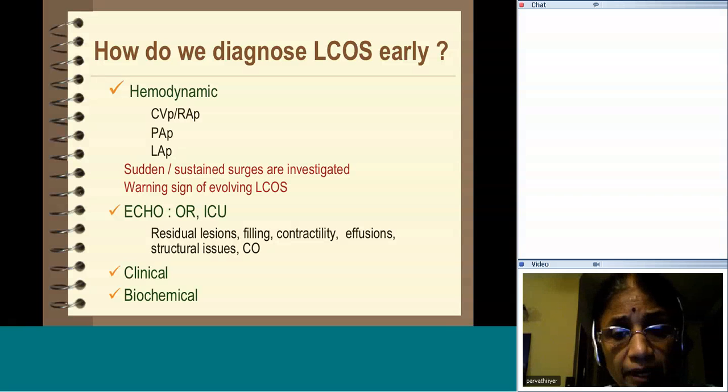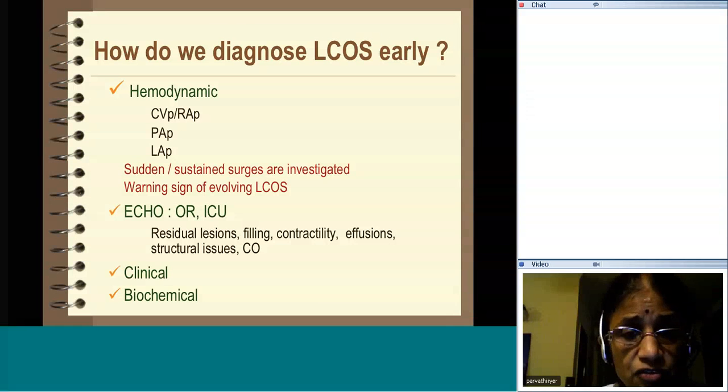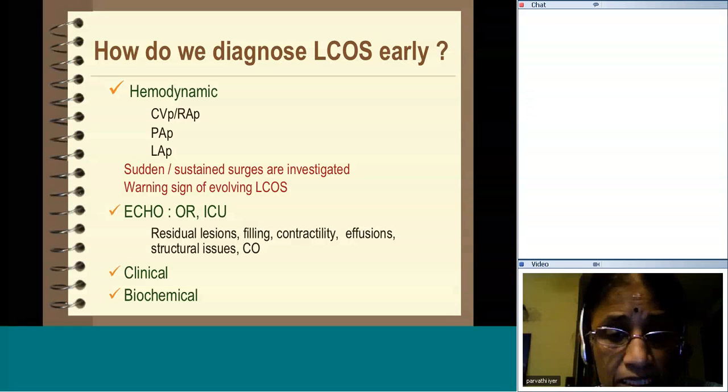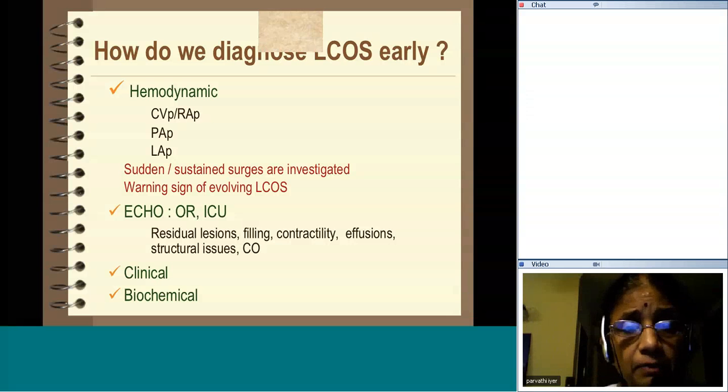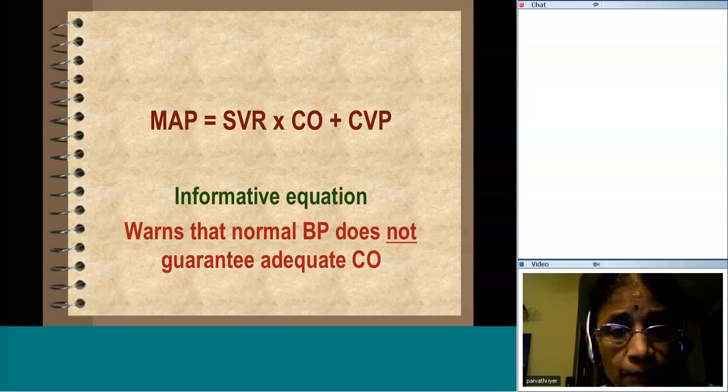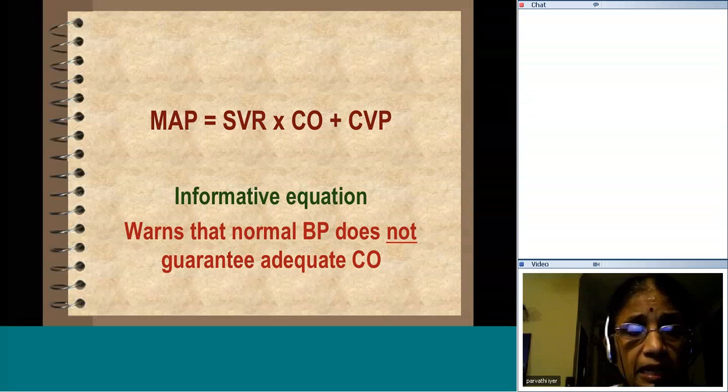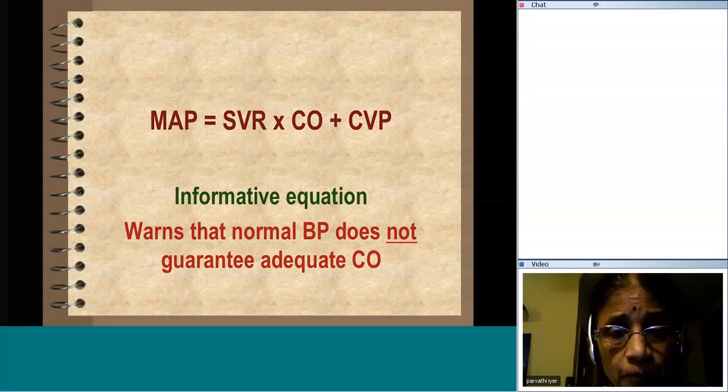Let's now look at the clinical parameters and biochemical parameters that we focus on. This is a highly informative equation. MAP is mean arterial pressure, which is your perfusion pressure. SVR is systemic vascular resistance, CO is cardiac output, and CVP is central venous pressure.